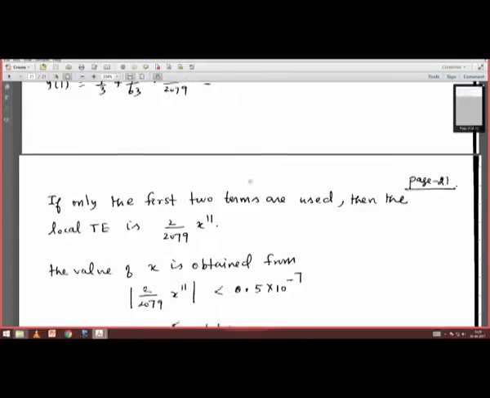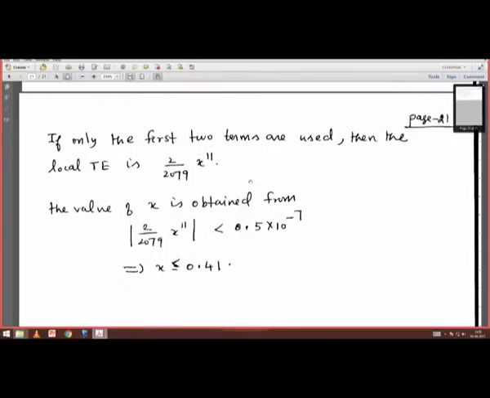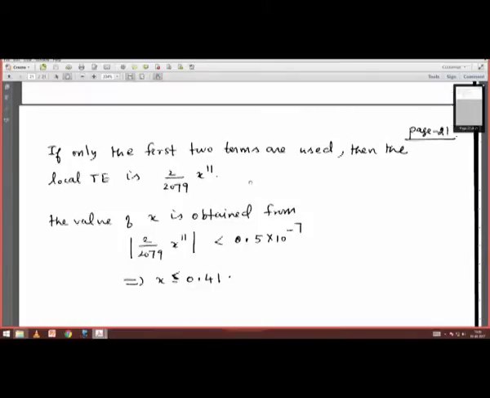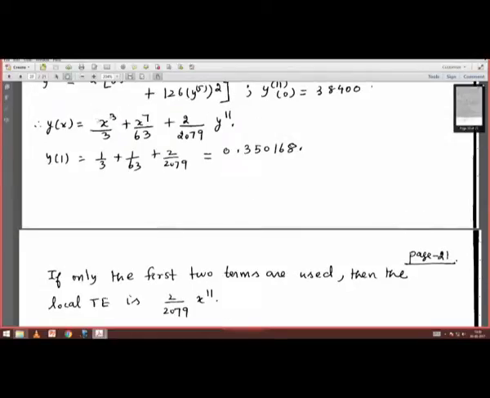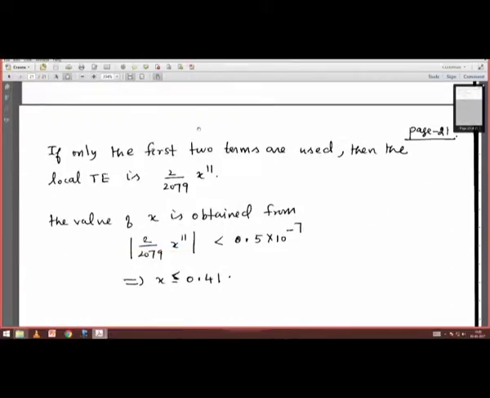So, we are only asked to take the first two terms. So, the third non-zero term in our expansion is the first neglected term, which contributes to the truncation error. So, what is y of x? It consists of these three terms. We are asked to include the first two terms, so this term will be the third term which contributes to the truncation error. So, the local truncation error will be 2 by 2079 into x power 11.